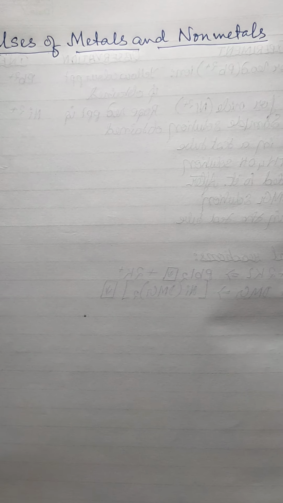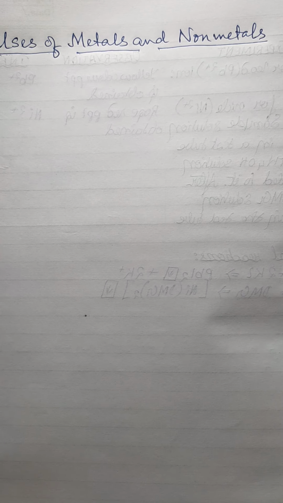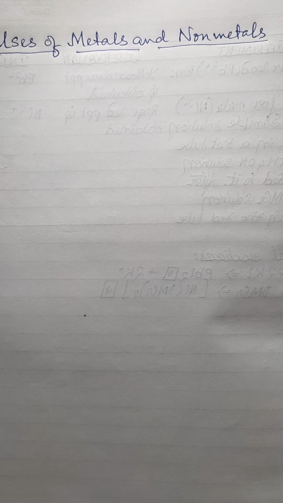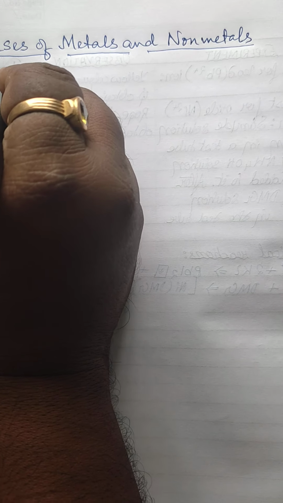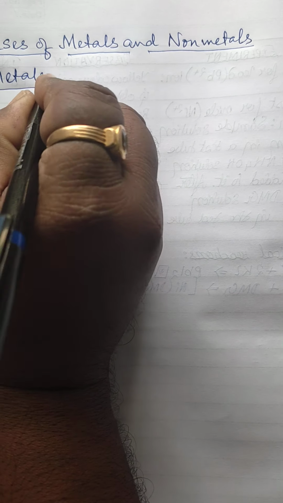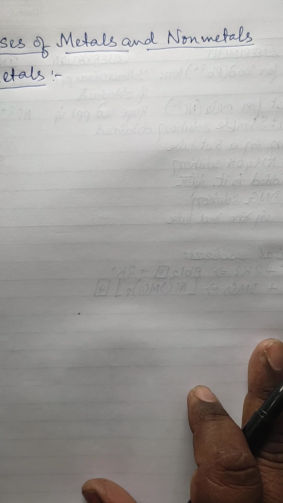In this part of the chapter, we would be discussing the uses of metals and non-metals. First is the use of metals. So the first part of the chapter is the use of metals. Okay, we would be starting the use of the metals.